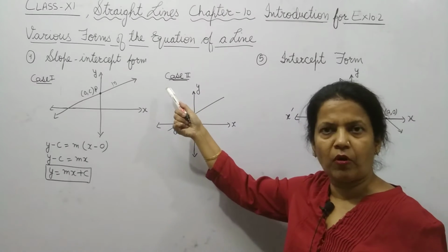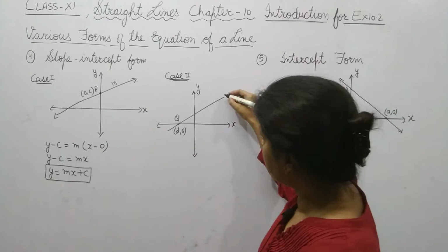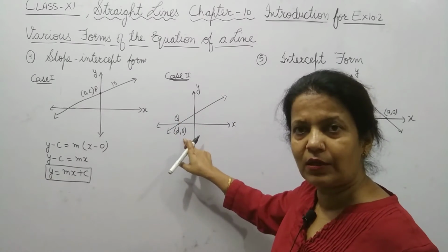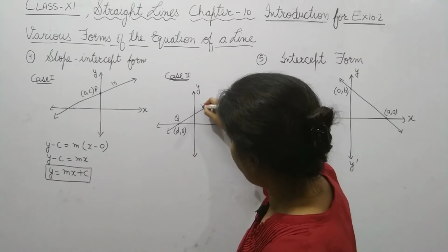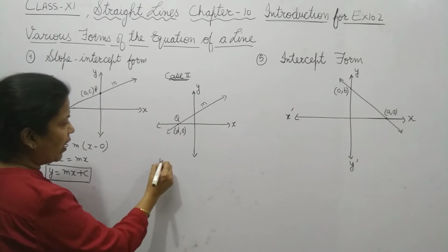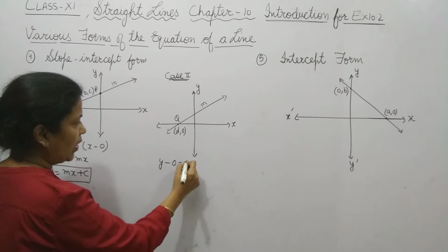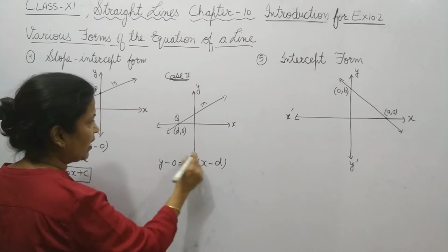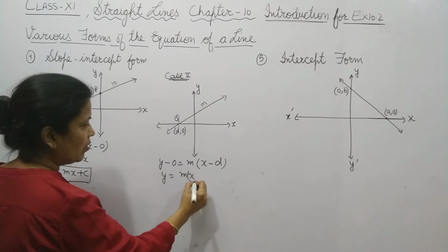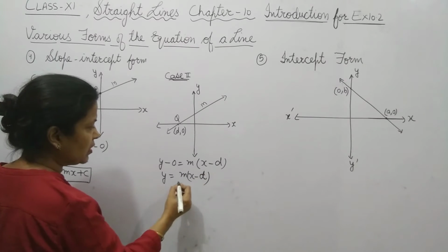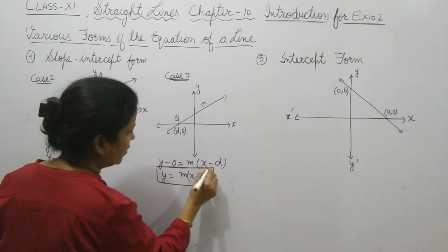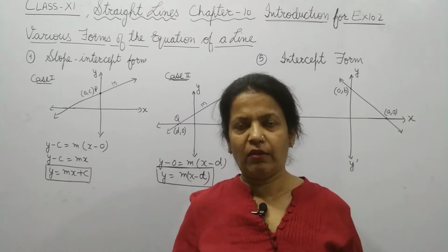Now let's try to make the formula for this case. If a line intercepts the x-axis at point Q whose coordinates are d and 0, it can be any coordinate, having the slope m. So again we will try to make the formula y minus y1 equal m times x minus x1. So it will come as y equal mx minus d. So this is the slope intercept formula if it intercepts the x-axis having slope m.